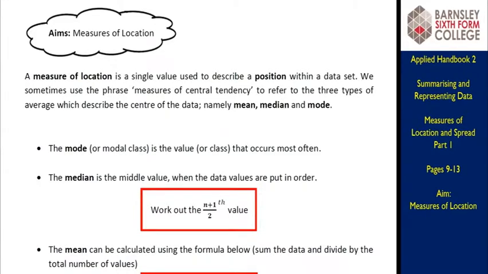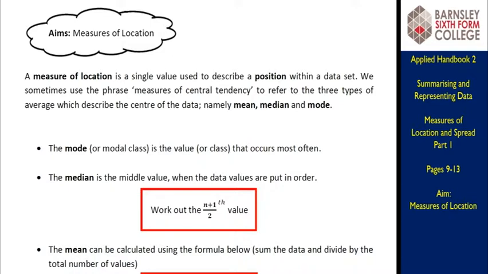Okay, welcome to the second part of Applied Handbook 2. We're going to start looking at measures of location and spread. In this particular video, we're just going to focus on measures of location, what you might better know as mean, median, and mode. Okay, so three different types of averages.